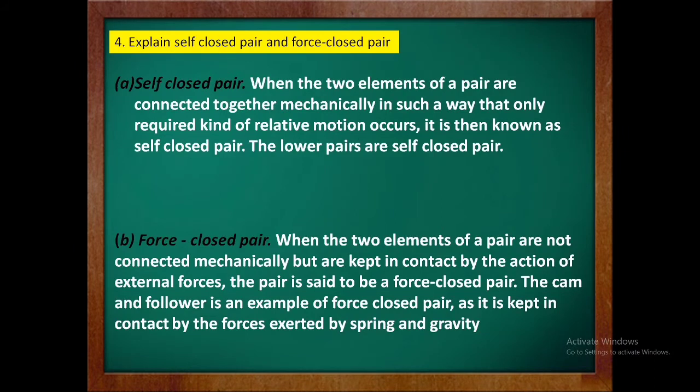Question number 4. Explain self-closed pair and force-closed pair. First, self-closed pair. When the two elements of a pair are connected together mechanically in such a way that only a required kind of relative motion occurs, it is then known as self-closed pair. The lower pairs are self-closed pairs.